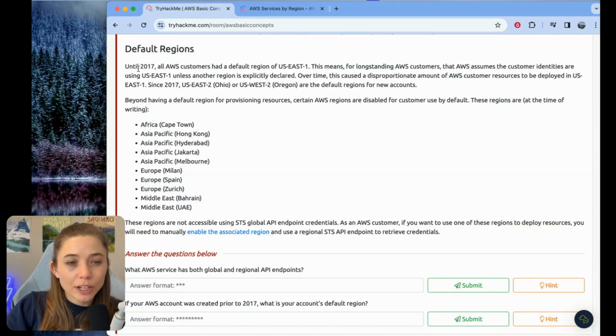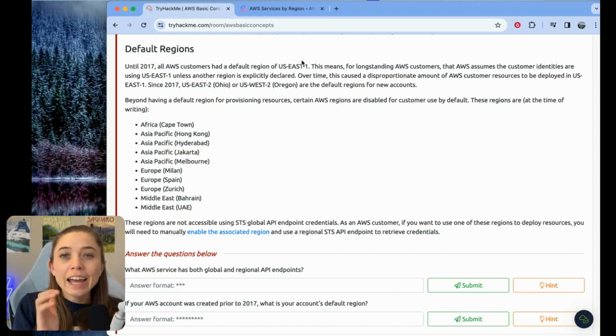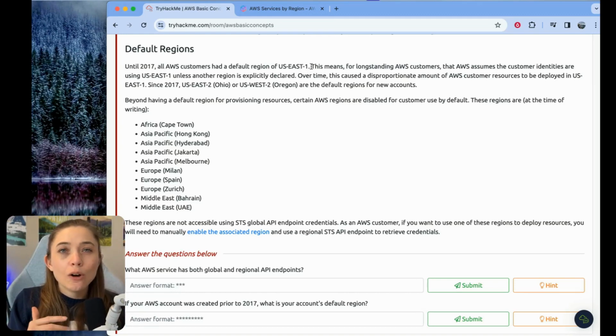Then this part, default regions. Until 2017, all AWS customers had a default region of US East 1. I don't even live closest to US East 1, but I do tend to default to US East 1 just because people think of that as the default AWS region. Another reason I do that is because you always hear that when new features, new services, but really new features within existing services are being rolled out, you can pretty much bet on the fact they'll come to US East 1 first, or they will at least be available in US East 1 in the first round of releases. So that's why I tend to be loyal to US East 1. I never want to miss out on the new stuff.